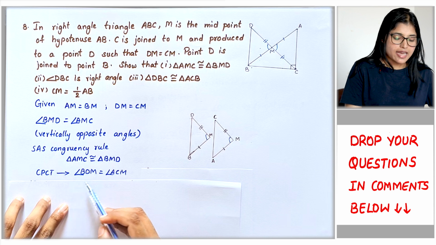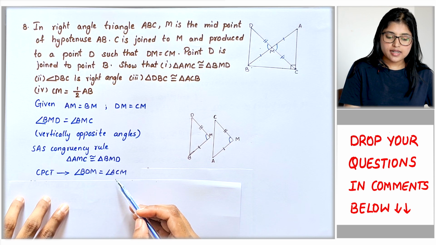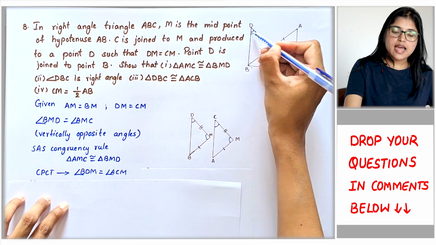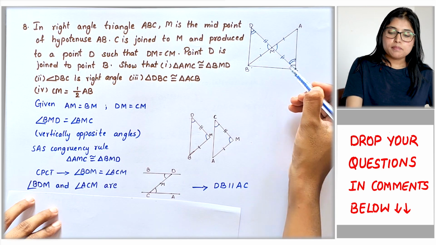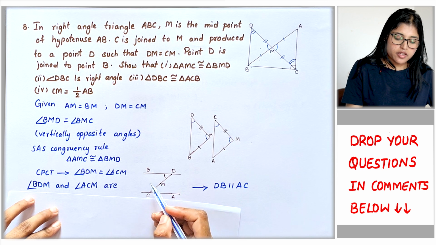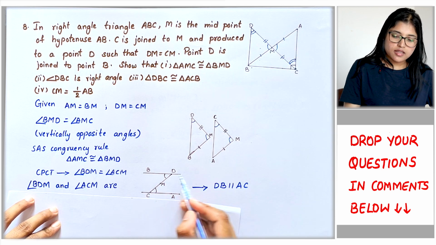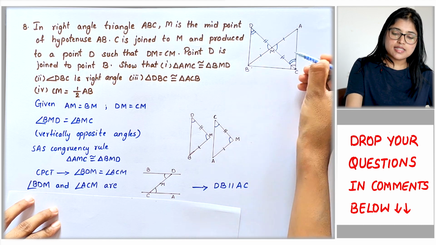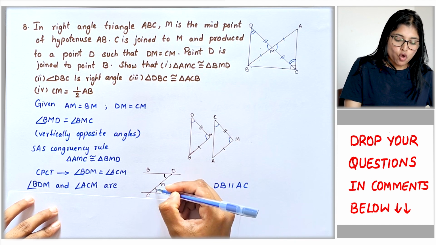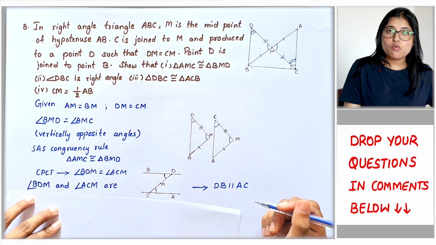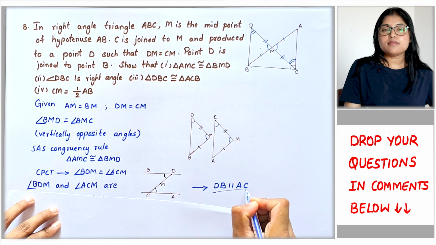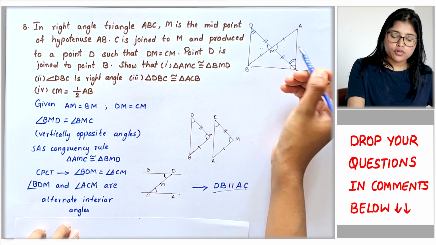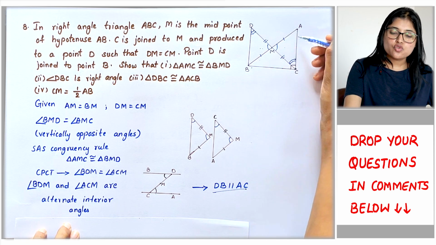From CPCT, I can say angle BDM equals angle ACM. So I can say that these two angles are also equal over here. Representing this in this figure, you can see I have drawn BD here and AC here, and because these two angles are equal, these form alternate interior angles. From this, what I can observe is that DB is parallel to AC. So far we have proven that these two triangles are congruent and also that these two lines are parallel.